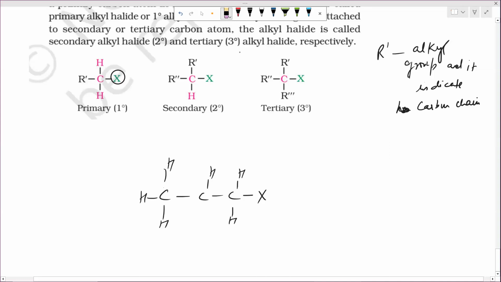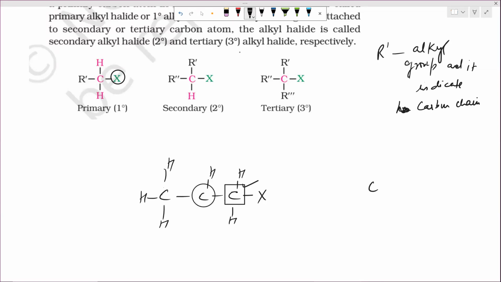Okay. Main carbon. Now you check how many carbons this carbon is attached to. Tell me, this carbon is attached with how many carbons? One. Don't say two, because this carbon is attached with this one, not with this one. So only this carbon is attached.